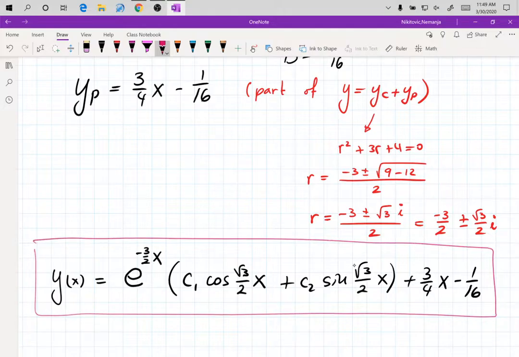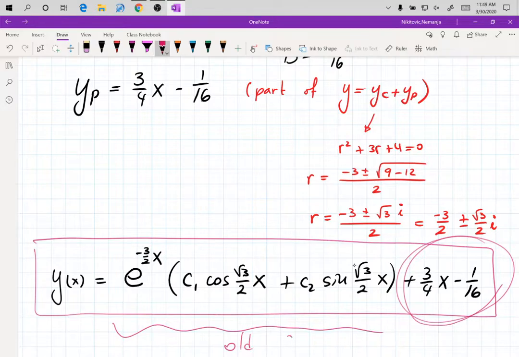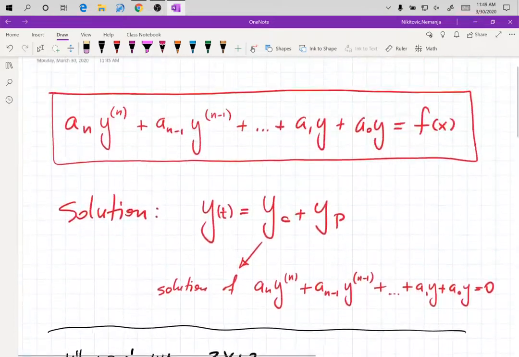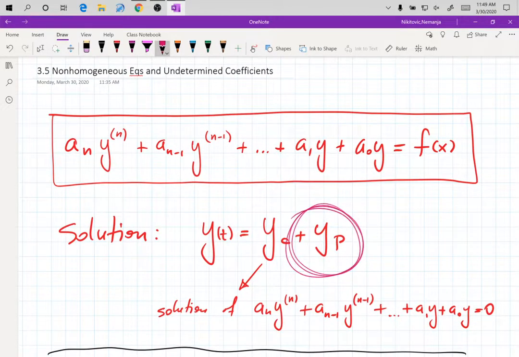What we are learning today was just this piece. This over here was old stuff. 3.1 through 3.3 is where you learn to deal with yc. So we know that from before. Today we're only focusing on figuring out this last piece of the solution, and that last piece of the solution is the one that is this thing here, which is due to this thing here, right? Because you have a forcing term.